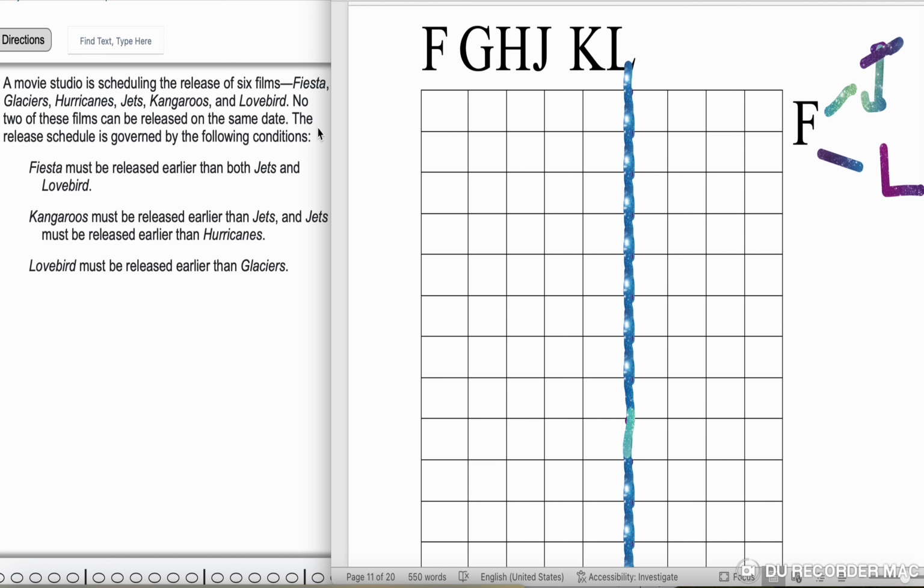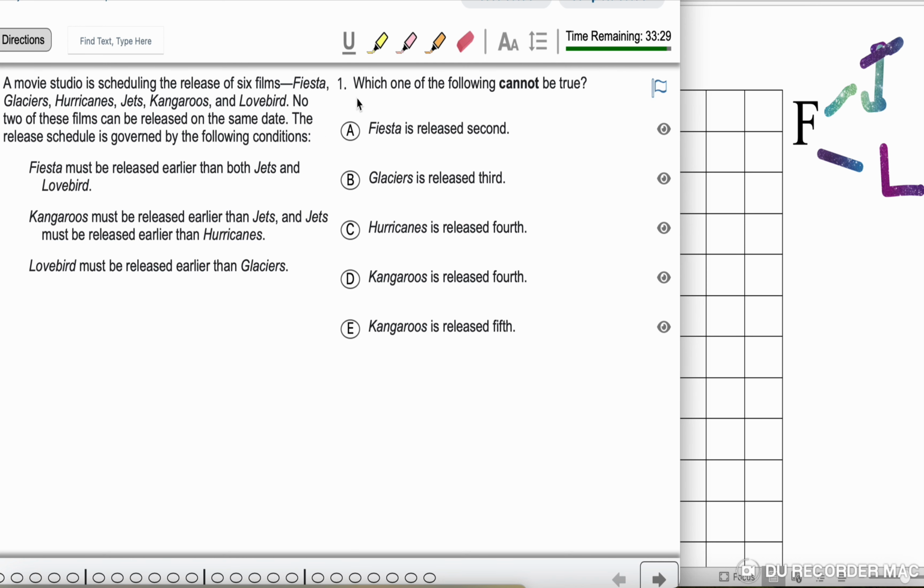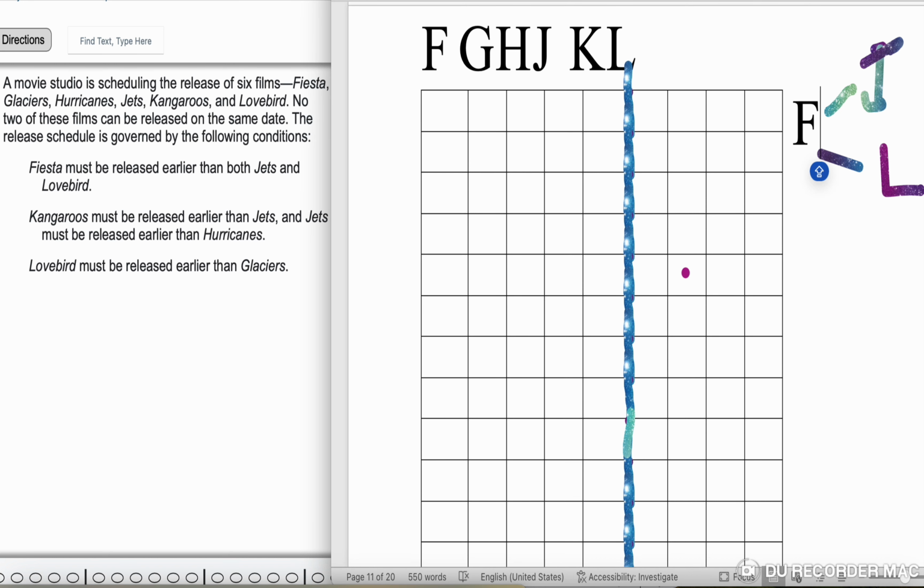So with that information, I'm going to fill out this first answer as much as possible. Which one of the following cannot be true? F is second, F is third. Okay, based off this data, we need a little bit more.